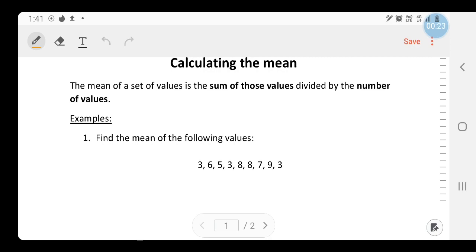Well, the mean of a set of values is the sum of those values divided by the number of values. Now, sum of those values simply means you take all of your values in your data and you add them together and you get an answer. The number of values is exactly what it says, how many values are in your set of data, and you can figure that out just by counting. And if you divide the sum of your values by the number of values, you get the average, or what we're now calling the mean. Very, very simple.